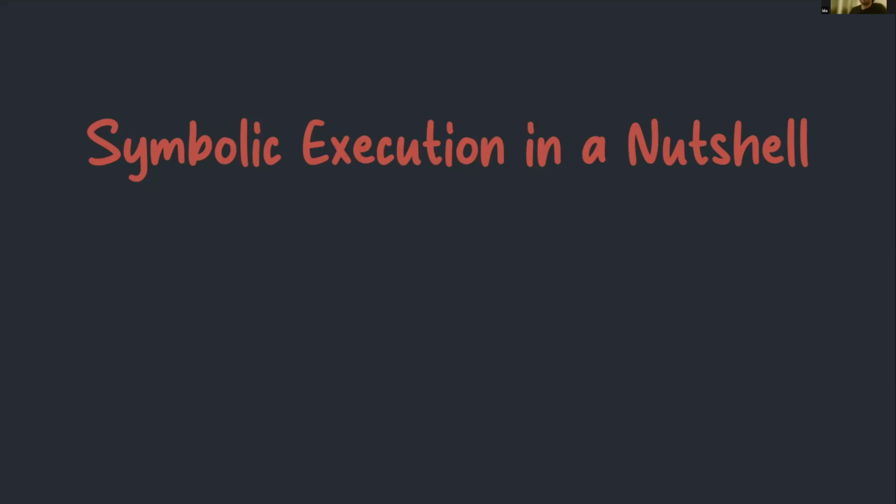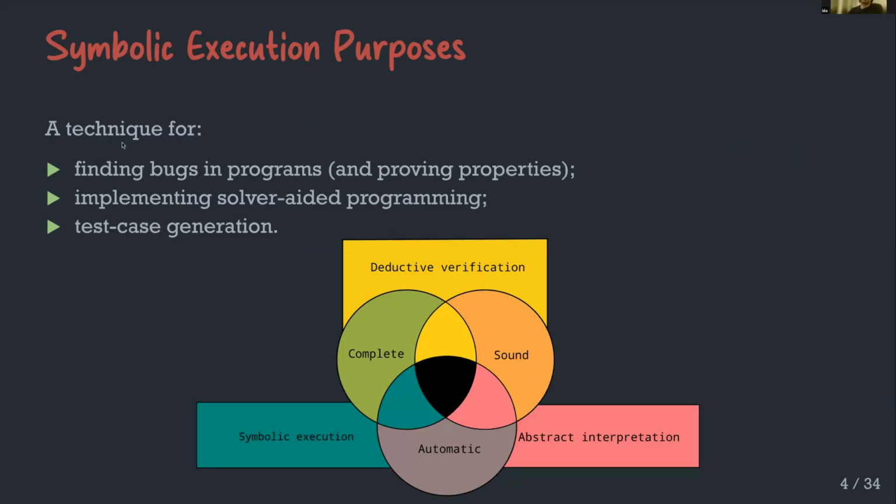So I'm going to start with a small introduction to symbolic execution. It's a technique that can be used for bug finding and also proving properties about programs, but also to implement solver-aided programming or test case generation. It can be compared to deductive verification and abstract interpretation. The difference with deductive verification is that symbolic execution is automatic. The user doesn't have to do anything to get a proof. And it differs from abstract interpretation because it is complete, in the sense that when it finds a bug, you are sure it is a bug, but it's not sound, in the sense that it can miss some bugs.